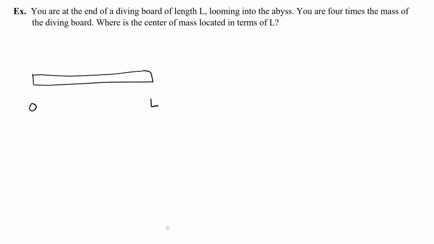You are 4 times as massive as this bar. That means that this rod or bar or whatever board has a mass of M. I'm going to put a little squiggly line to indicate that. And you're at the very end, looming into the abyss. How did you get here? We may never know. Anyway, you're kind of big, and so you are 4 times bigger, or 4m, compared to the board. Now, with this information, I can write a center of mass equation.